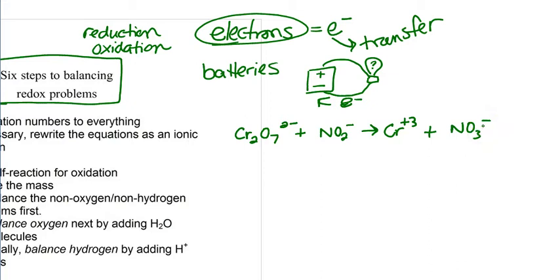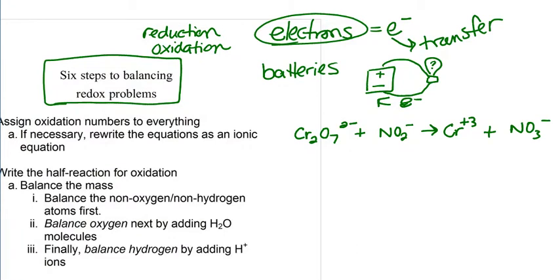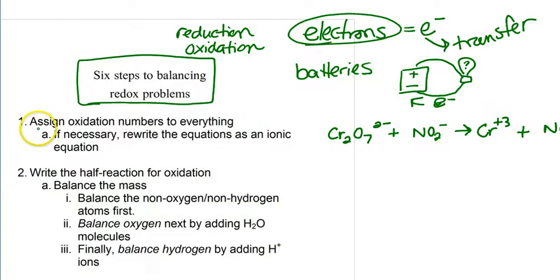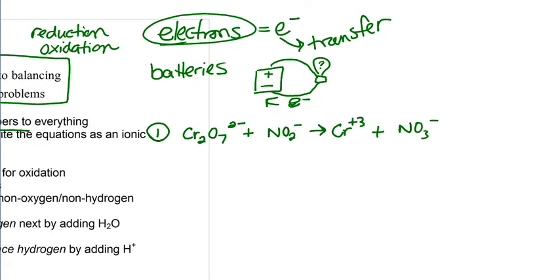Now let's go through a little bit of review from Miss Heaton before we get started. The first thing we need to do, our first rule, is to assign oxidation numbers to everything. So that is my first step. We could kind of color code it here. So my first step is to identify all of my oxidation numbers. The reason why is that I need to figure out what is being oxidized and what is being reduced.